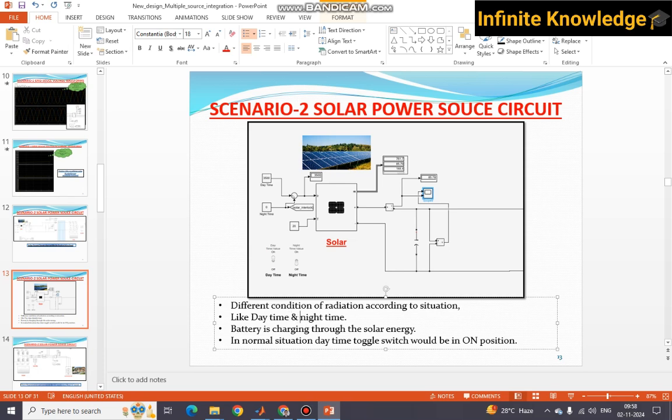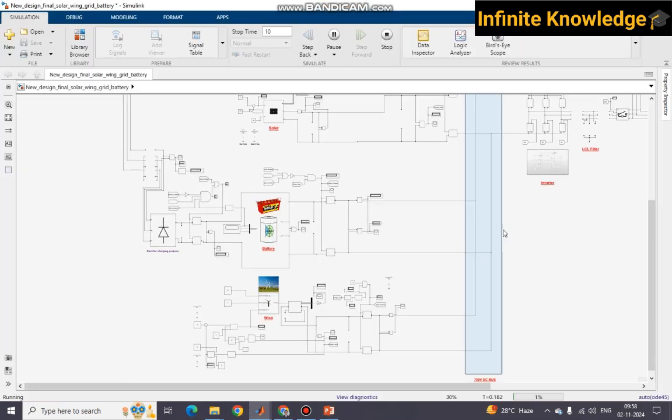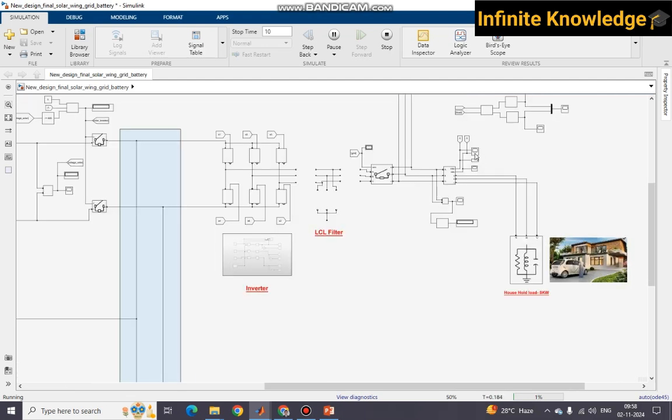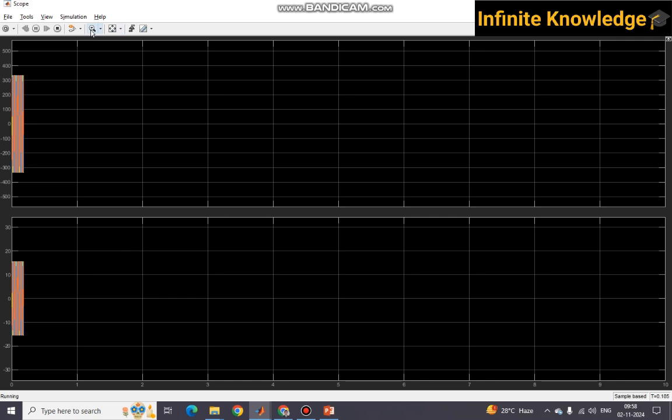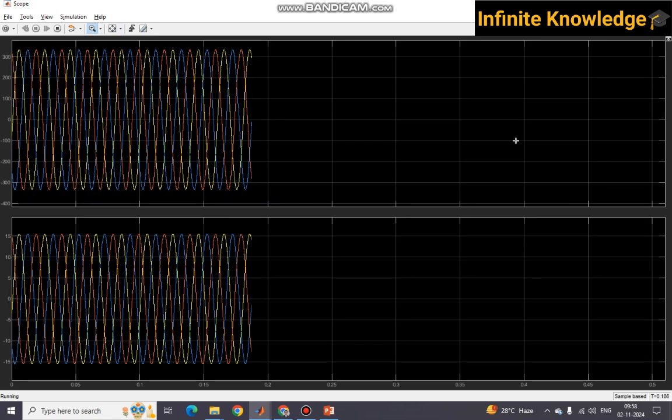So here there are two simulation switches, daytime and night time. The battery is charging through the solar power. Obviously, the battery is also charging. Normal situation, daytime toggle switch in the on position. Okay, and if you want to check the output waveform, you can see it here. This is the output waveform whenever the grid power supply is available. It is a very clear waveform.